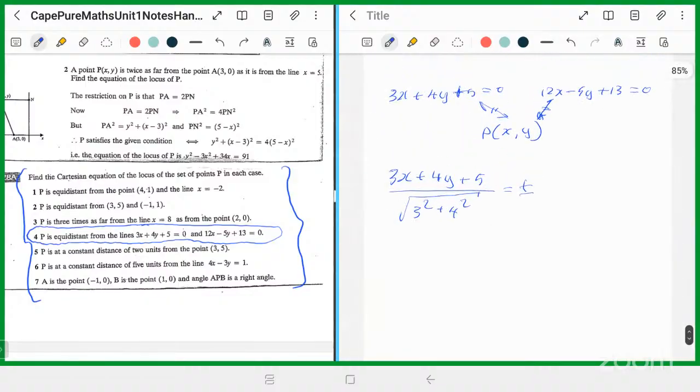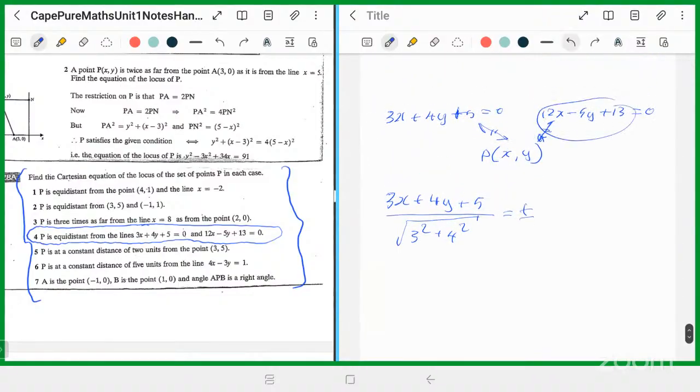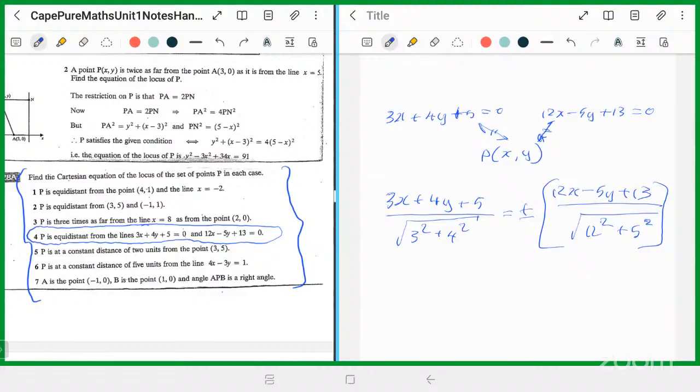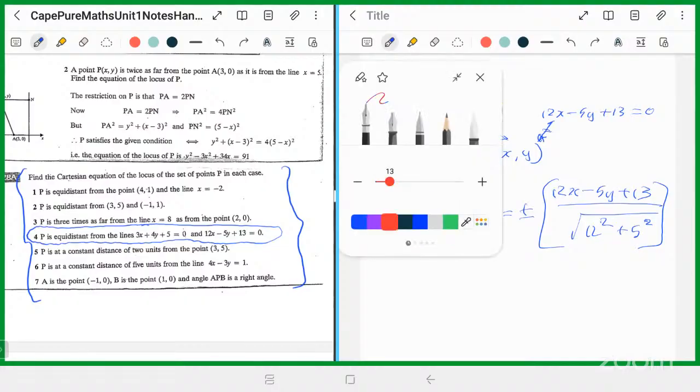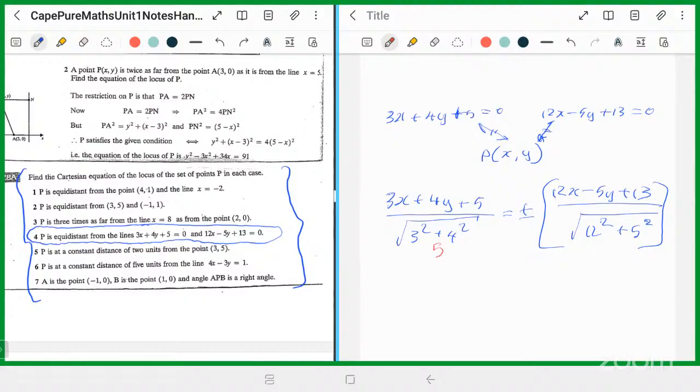So the other one would be the distance from this line to this point, which will be again the same equation, plus or minus 12x minus 5y plus 13 over the square root of 12 squared plus minus 5 squared, the same as 5 squared. Let's simplify this down. This square root works out to be 13. That's a 3, 4, 5 Pythagorean triple, and a 5, 12, 13 Pythagorean triple. Then put them on in red. So this square root here is a 5, and this one here is a 13.